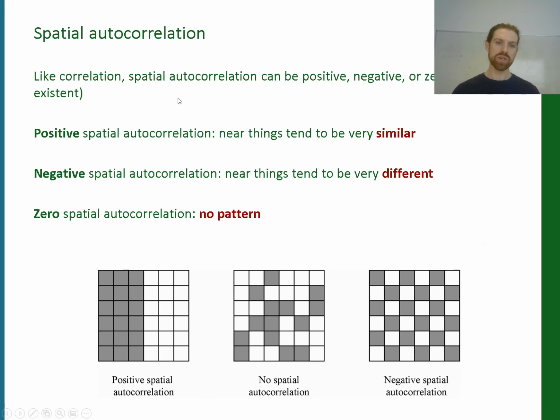So spatial autocorrelation, much like normal correlation, can be positive, it can be negative, or it can be zero. Positive spatial autocorrelation means that things that are near to each other are going to be very similar. That's very much like what we just saw in the previous maps for population density or for elevation. That contrasts with negative spatial autocorrelation, which means that things that are close to each other are generally very different. Okay, and then we could have a zero pattern. This is quite probable as well.